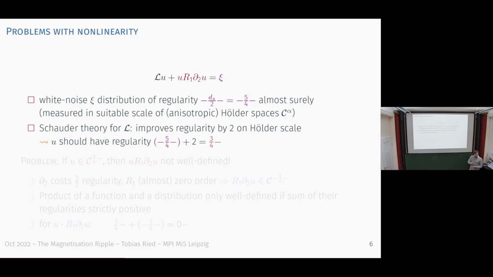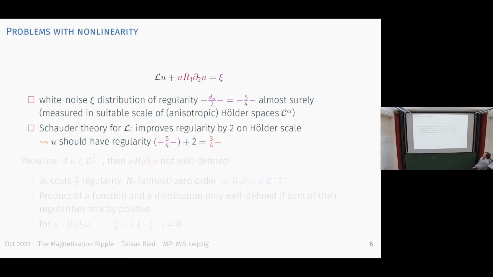Now L, as we've seen, is a second order elliptic operator. Okay, it's non-local, but one can develop a regularity theory, in particular Schauder theory, for this operator L, which goes back to a previous work by Ried and Felix, which shows that this operator L improves regularity by the expected amount, namely by 2. If we do this and disregard this nonlinear term for now, then just looking at the linear equation, we see that U should essentially have regularity minus 5/4 minus plus 2, which is 3/4 minus.